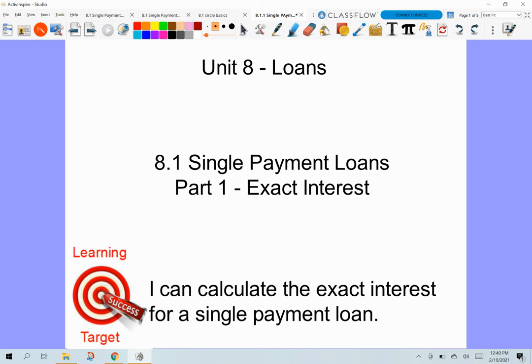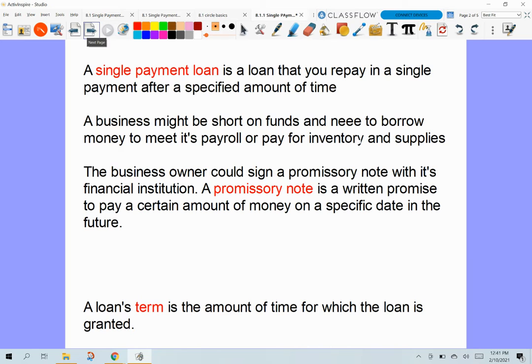But the first part of this is what's called a single payment loan. That means you go to a bank or some lender and you borrow a certain dollar amount for whatever reason. And at the end of a window of time, you pay back all of it all at once. So this isn't the type of loan where you make monthly payments. This is a single payment loan, one payment. So a couple of vocab terms here. I think I kind of covered the first part there.